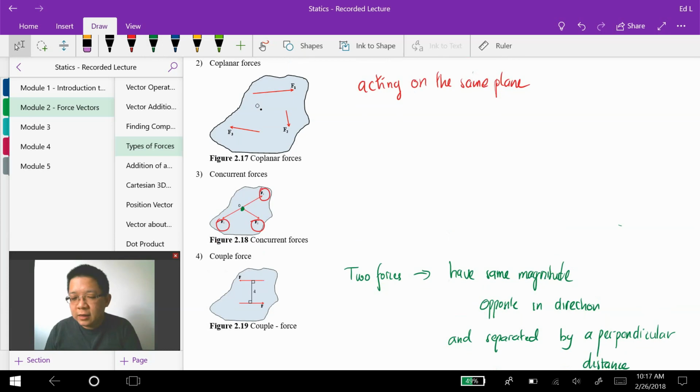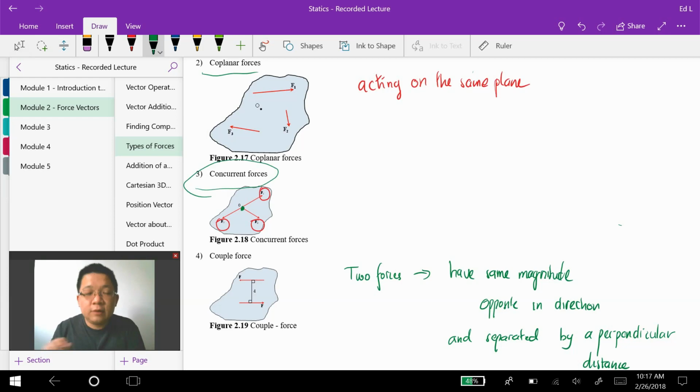I think that's it for today. In the next lectures, we will learn how to perform vector operations on coplanar forces, and in particular, we are going to consider doing vector operations on a set of concurrent forces. Here we will learn how to decompose the forces into their Cartesian components.